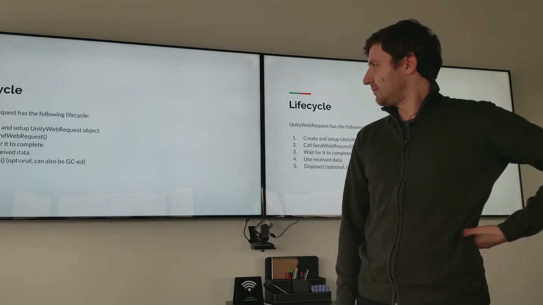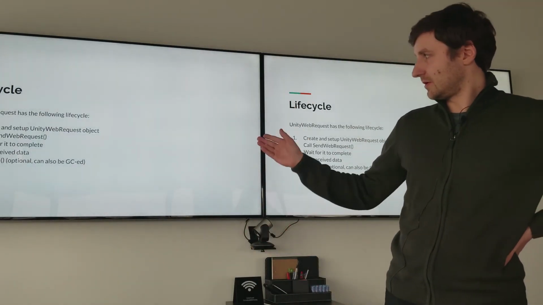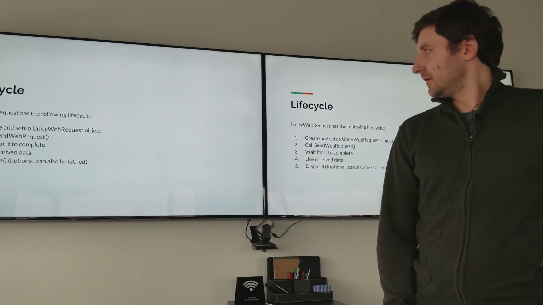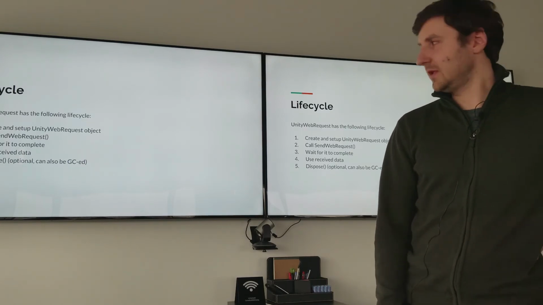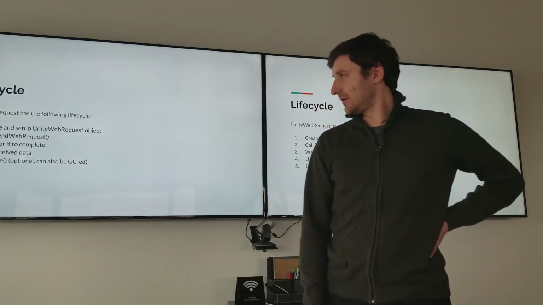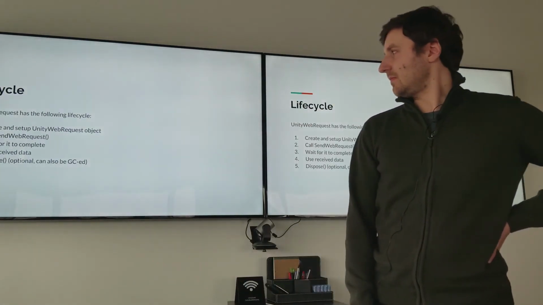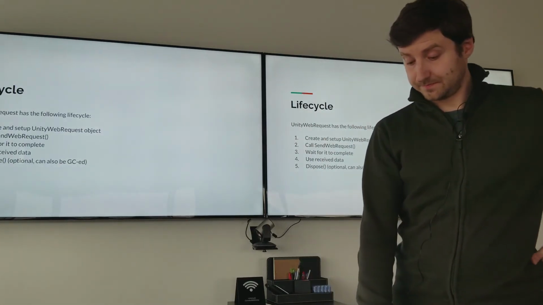Well, the life cycle is pretty simple. You create a request, set it up, and then you call send web request. At this point, it's already running. Then you wait for it to complete, consume the data, and now you have an option. You can call the dispose method manually to destroy it, or wait for the GC to collect it. A using block just calls dispose when it exits.